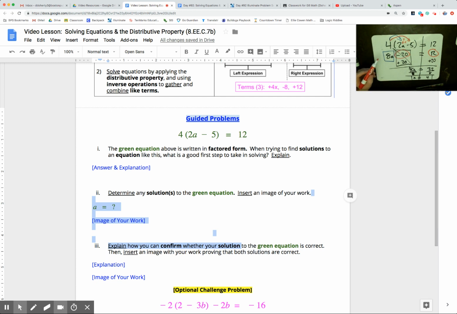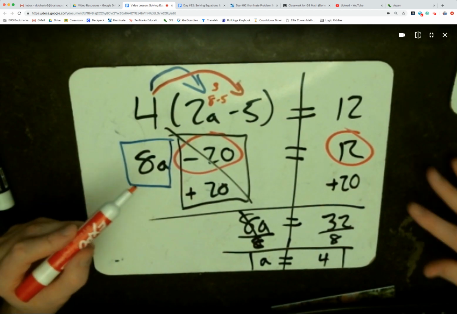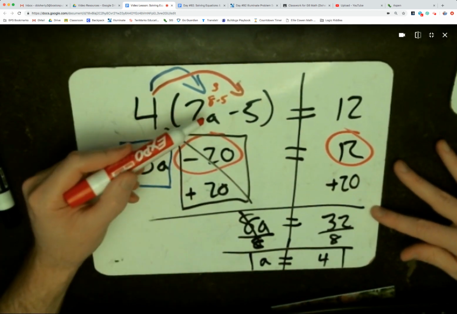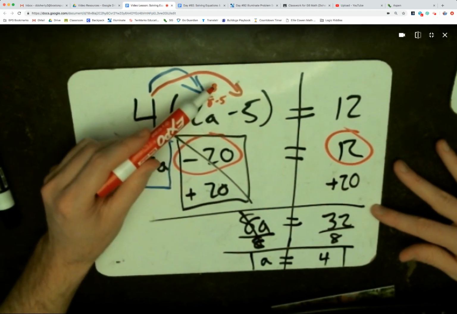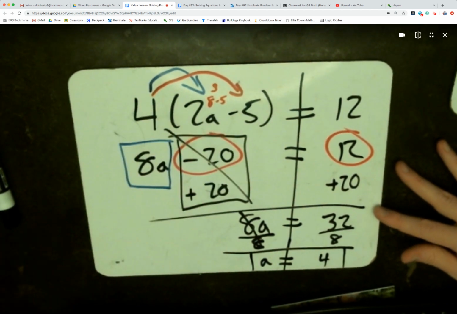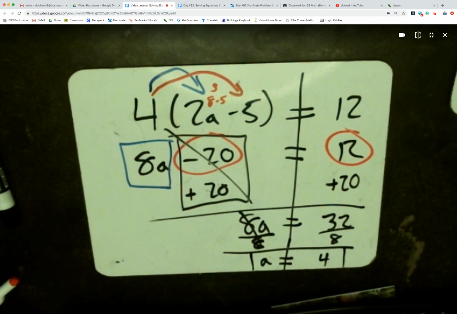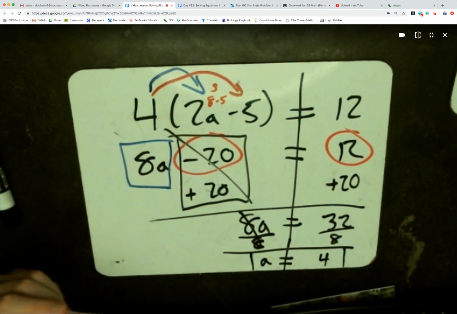So I've taken this answer. I'm trying to check again for part 3. We'll full screen the whiteboard. I plugged in the 4. 2 times 4 is 8. Now I've got 8 minus 5 in the parentheses, which is 3, and I know 4 times 3 is 12. So we've kind of confirmed the solution pretty quickly there, just to save some time.